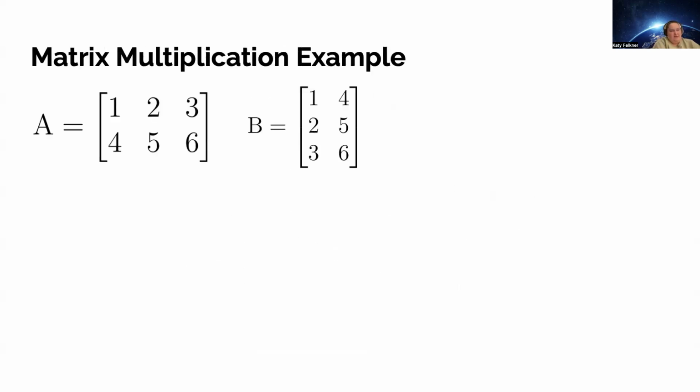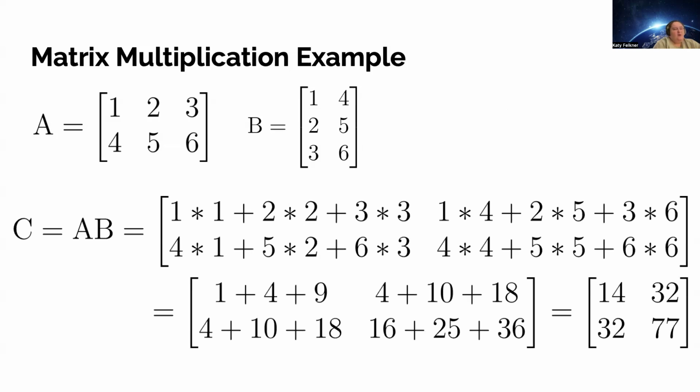So now let's look at an example. Let's say we have these matrices A and B. A is of size 2 by 3, so it's 2 rows by 3 columns. B is size 3 by 2, so 3 rows by 2 columns. So we have 2 by 3 times 3 by 2. The 3's in the middle disappear, and we're going to end up with a 2 by 2 matrix for the product. So here is matrix C.